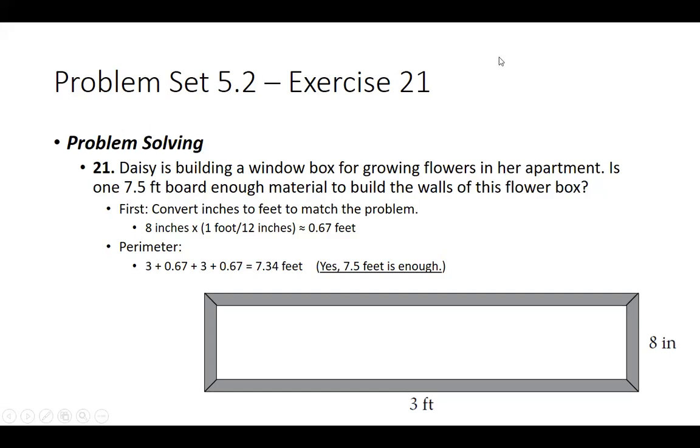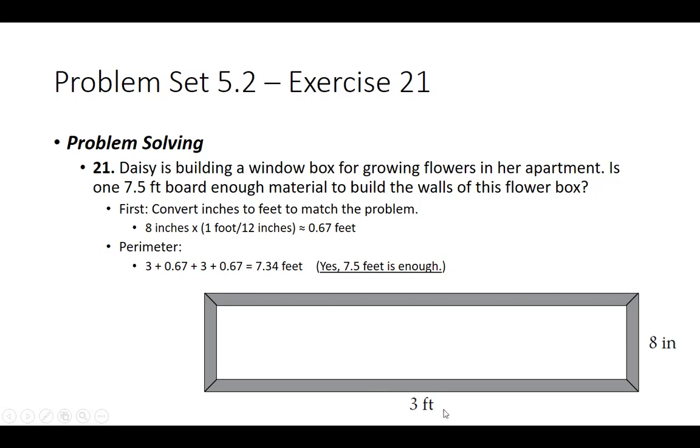Number 21. Daisy is building a window box for growing flowers in her apartment. Is one 7.5-foot board enough material to build the walls of this flower box? Well, one of our sides is given in feet. The other is given in inches. Since we need to compare our answer for perimeter to a 7.5-foot board, we need to convert to feet.